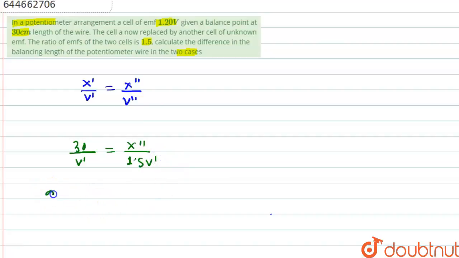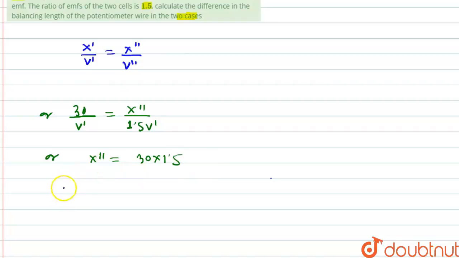So if you simplify the expression, then the value of x double dash will come out to be 30 into 1.5 centimeter. Now we don't require x double dash. What we require is x double dash minus x dash. So the required length x double dash minus x dash will be 30 times 1.5 minus 30, which is nothing but 15 centimeter. Thus the required difference in the balancing length is nothing but 15 centimeter.